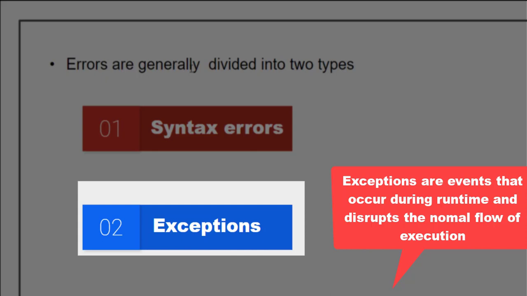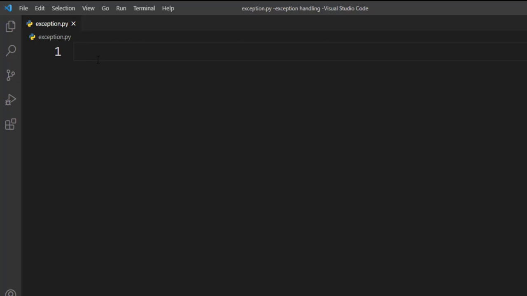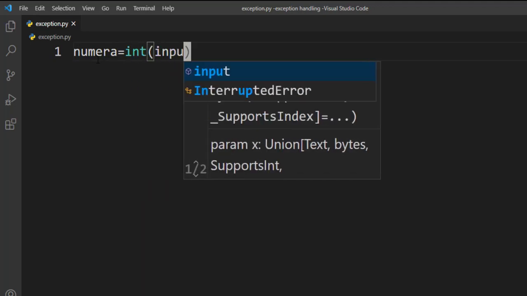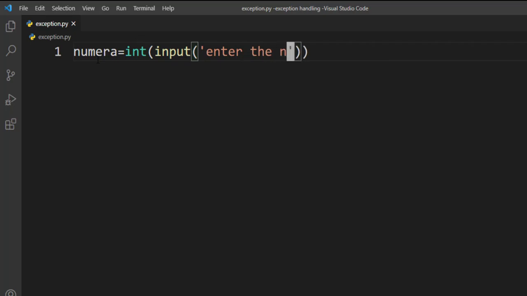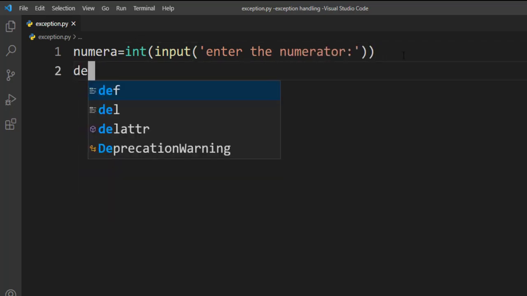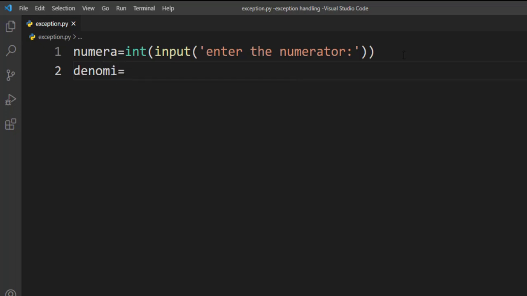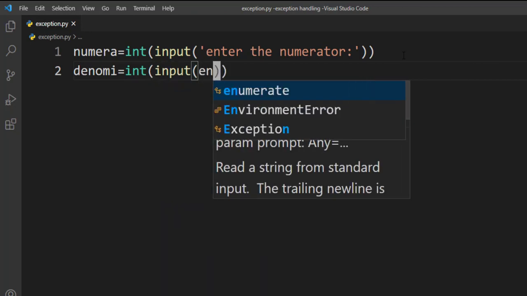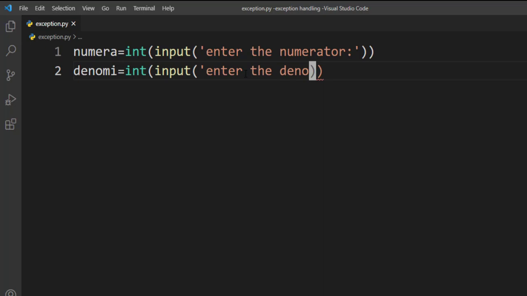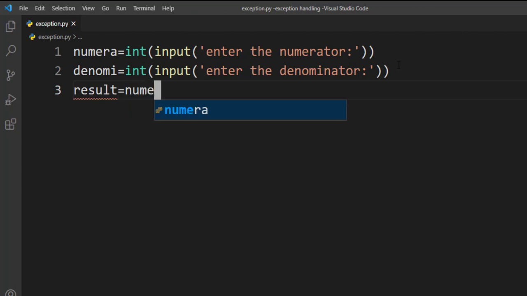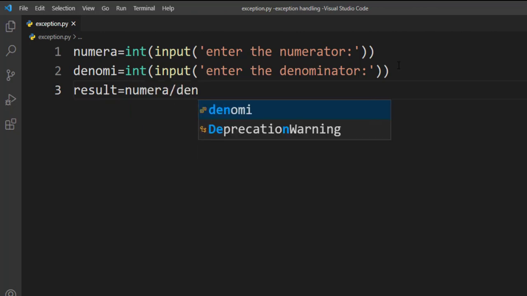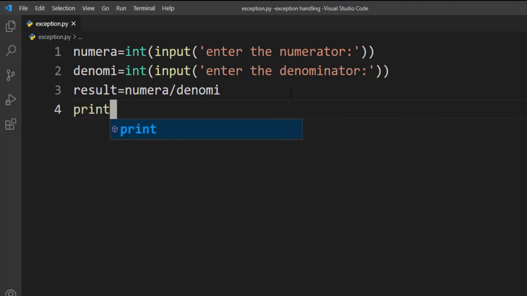Let's understand these exceptions in detail with an example. I'll take a variable, numerator, equal to integer input, enter the numerator. Next, let us take denominator equal to integer input, enter the denominator. Now let's take another variable as result. Result is equal to numerator divided by denominator. Let's print this result now.